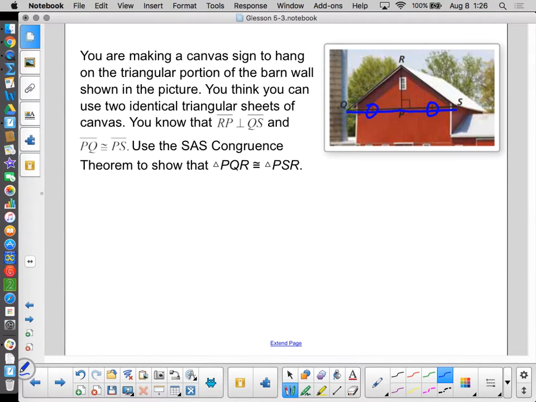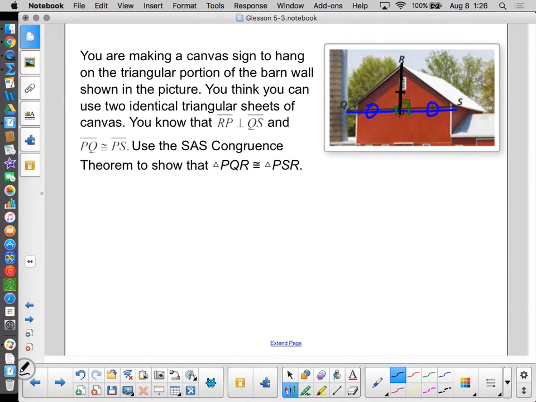I know this is a right angle. This is also a right angle. And what's the other thing I have? The other thing I have is a shared side, RP. So do I have enough information to show they're congruent triangles? Absolutely.